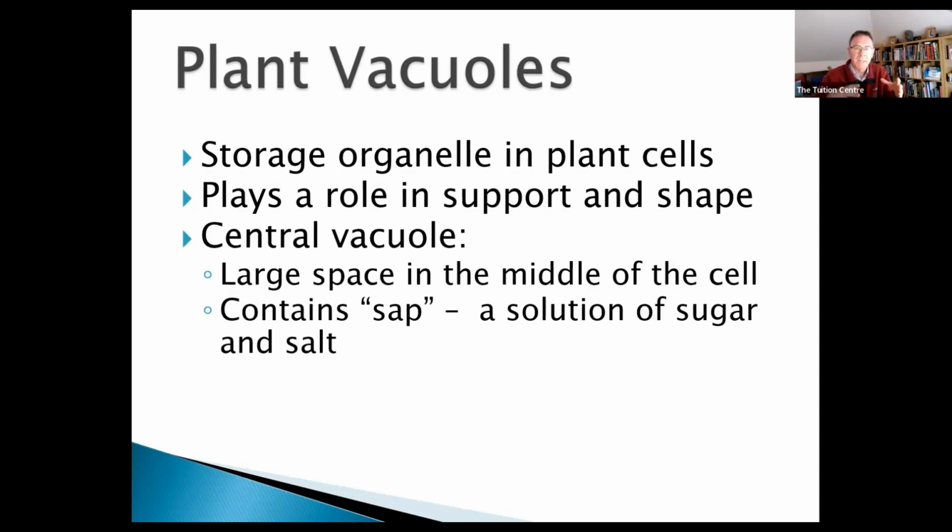If you blow up a balloon inside a box, the balloon is going to inflate, and it's going to start pushing out against the walls of the box. That's exactly what happens with the vacuole. It swells with water, pressure builds up inside the vacuole, it presses against the cell membrane, which presses against the cell wall, and so the whole cell becomes what we call turgid. We'll look at that again in a bit more detail. So a role in support and shape, not structure.